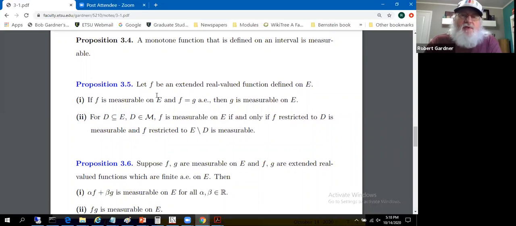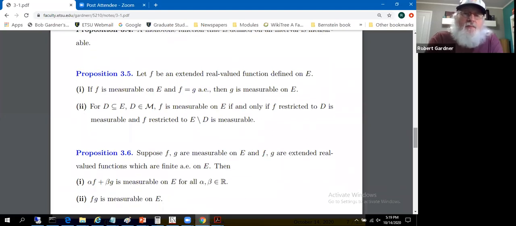Proposition 3.5 says, let f be an extended real valued function defined on set E. If f is measurable on E and f equals g almost everywhere, then g is measurable on E. So functions that are equal almost everywhere, if one is measurable, then the other is measurable. Remember, almost everywhere in this setting would mean the functions differ on a set of measure 0. And from a perspective of Lebesgue integration, we're very disinterested in sets of measure 0. They're not going to affect the values of Lebesgue integrals.